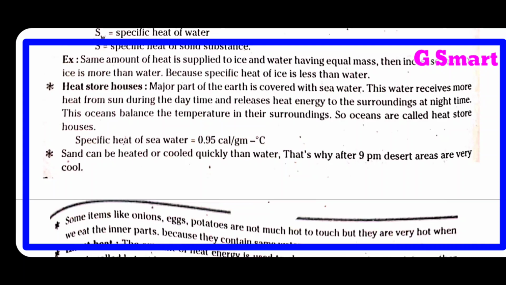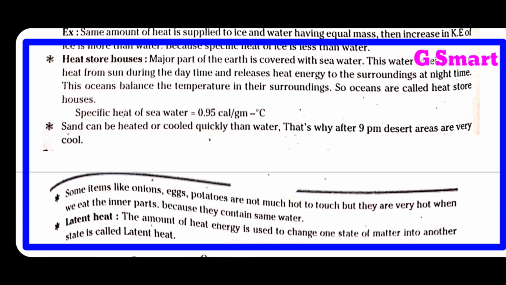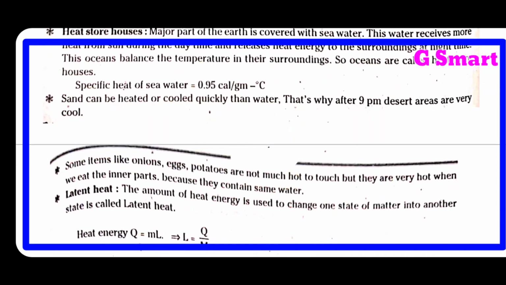Specific heat of seawater is equal to 0.95 calories per gram degree centigrade. Units you have to mention in physics. You should not forget the units.